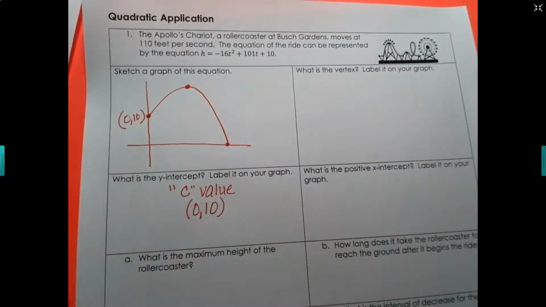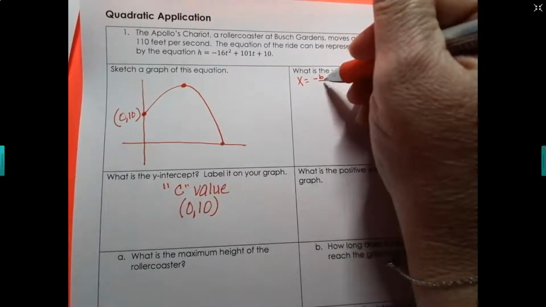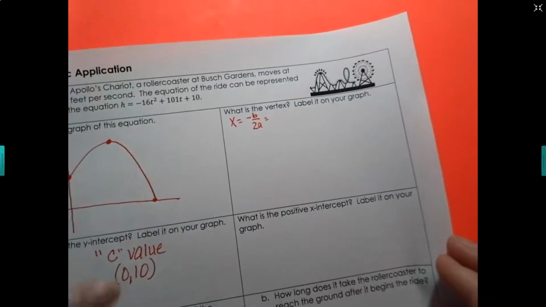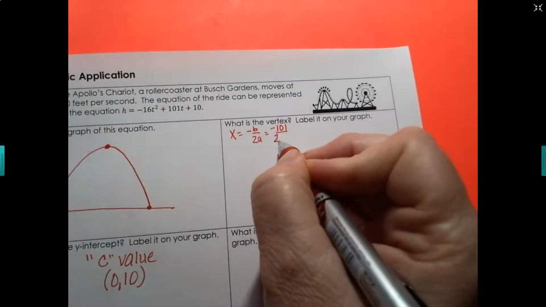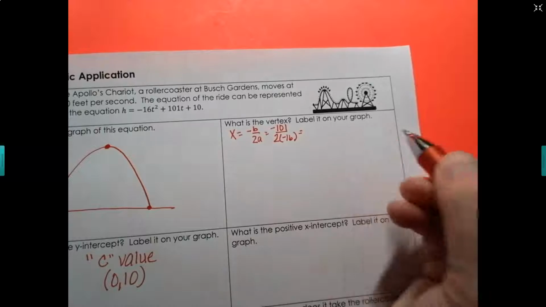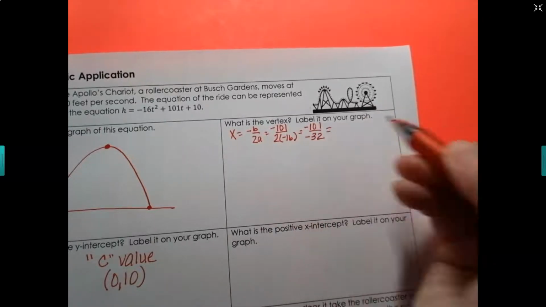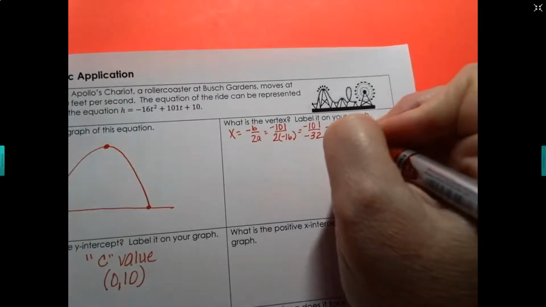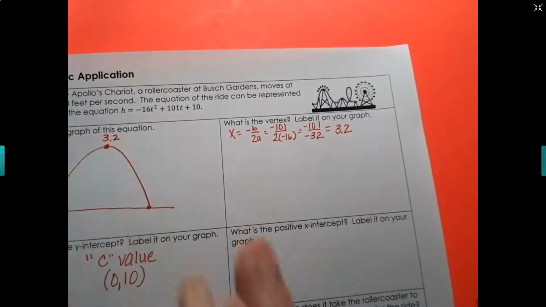Okay. So to find our vertex, remember we start with x equals negative b divided by 2a. Our b value is 101. It's a positive 101, so we're going to write this as a negative 101 divided by 2 times a, which is negative 16. So I get negative 101 divided by negative 32, and I'm going to round to just one decimal place, 3.2. That means the x value of my vertex is 3.2.